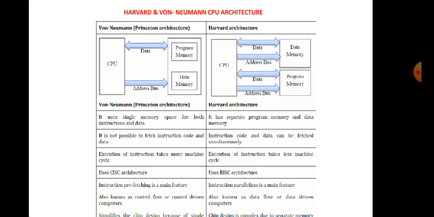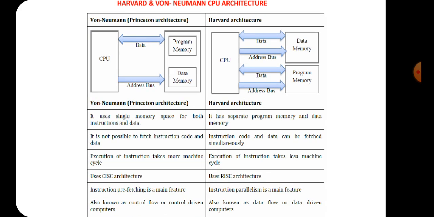So the Von Neumann architecture is also called the Princeton architecture. In the Von Neumann or Princeton architecture, the basic feature is that it uses a single memory space for both instructions and data. Earlier we said that in a microprocessor, a single memory is used for both the program data as well as the program code.